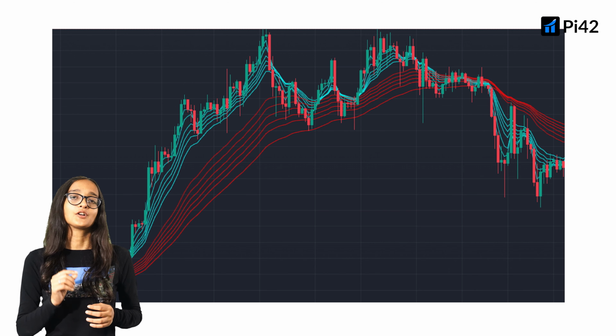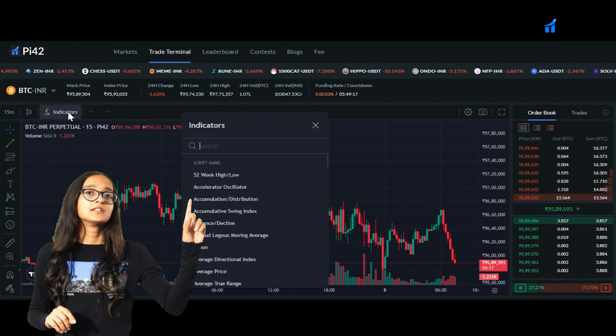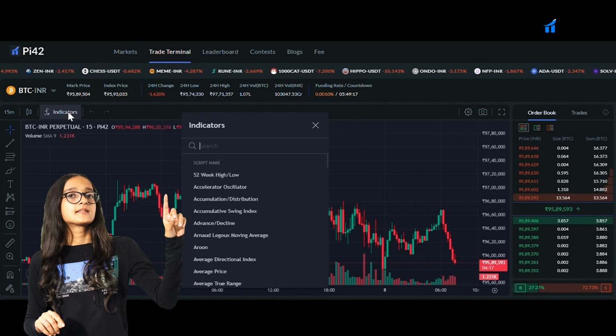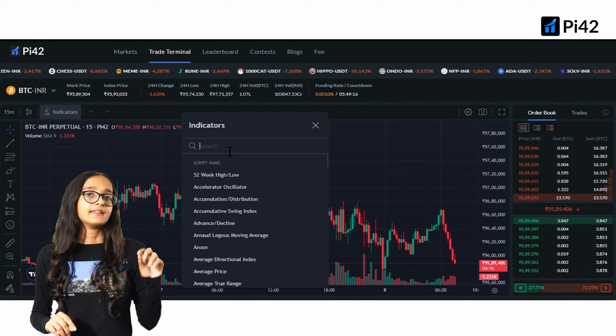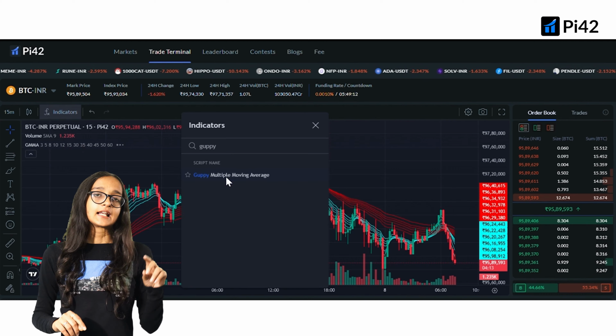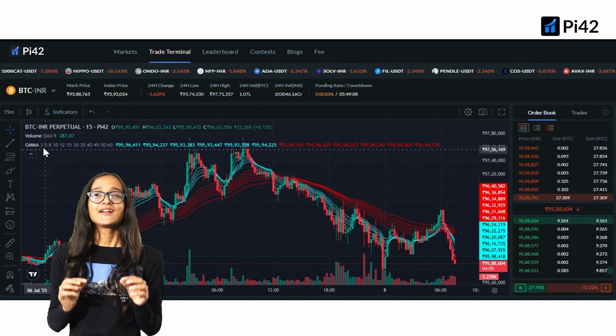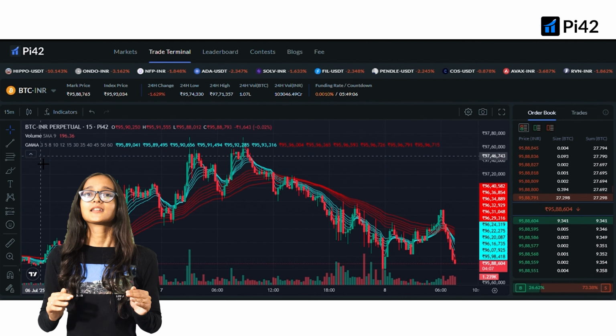So, how to add it on Pi40? To add this to your chart on the trading terminal, click on the indicators button at the top. Then search for Guppy Multiple Moving Averages and click to apply it. That's it. You'll instantly see the short and long-term EMAs plotted and color-coded on your chart.